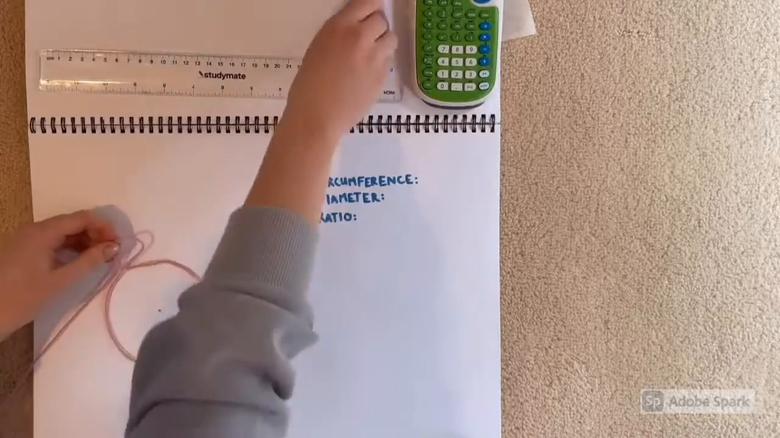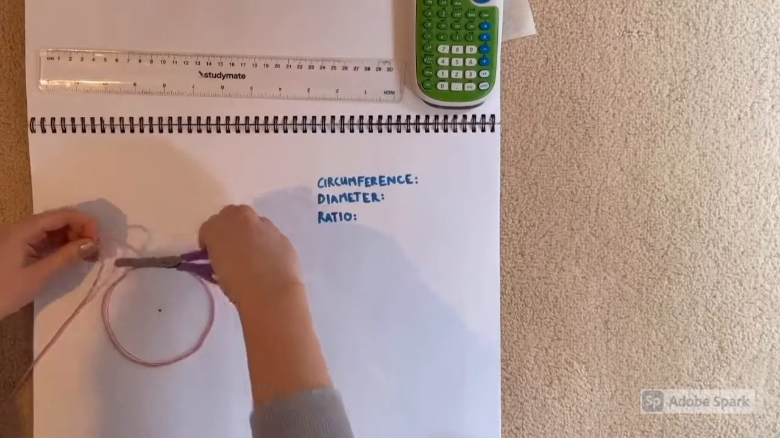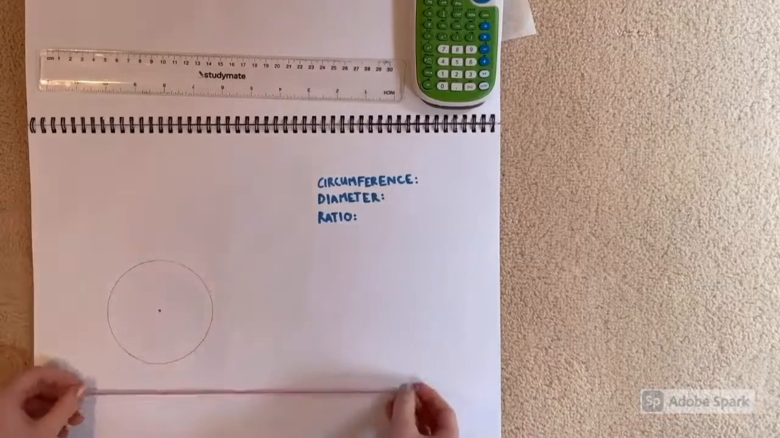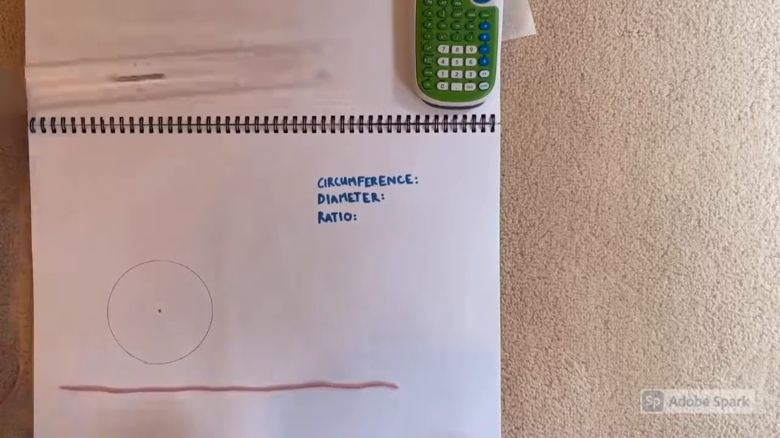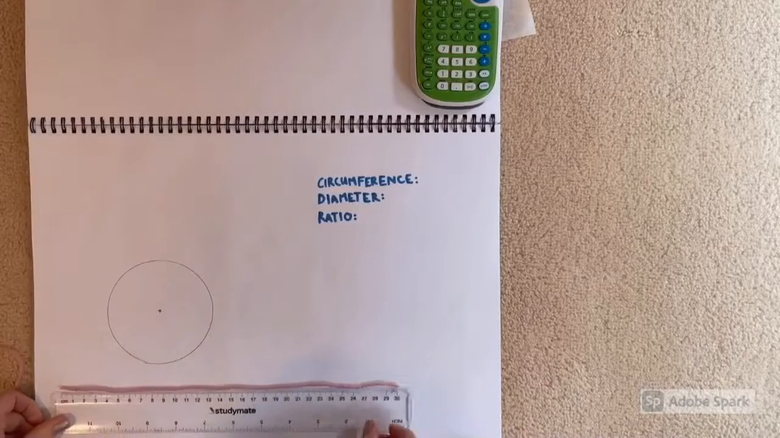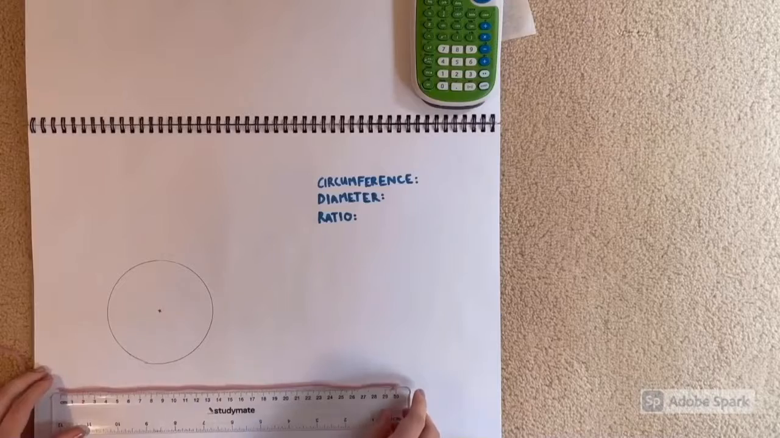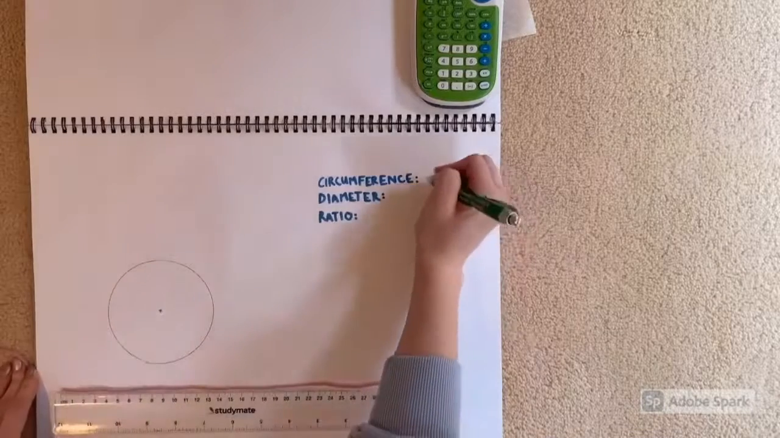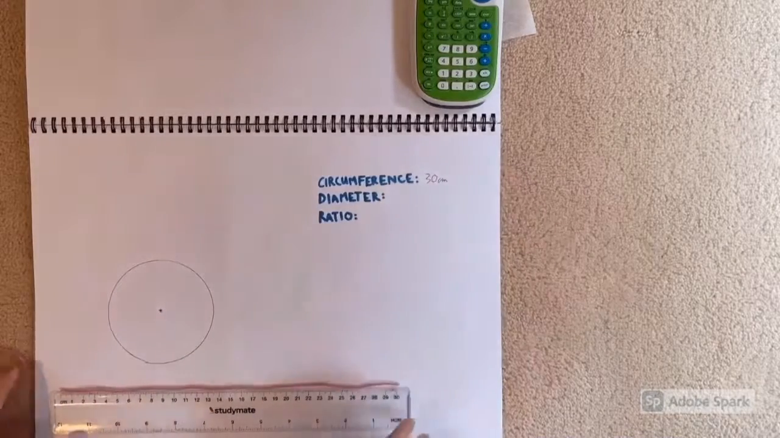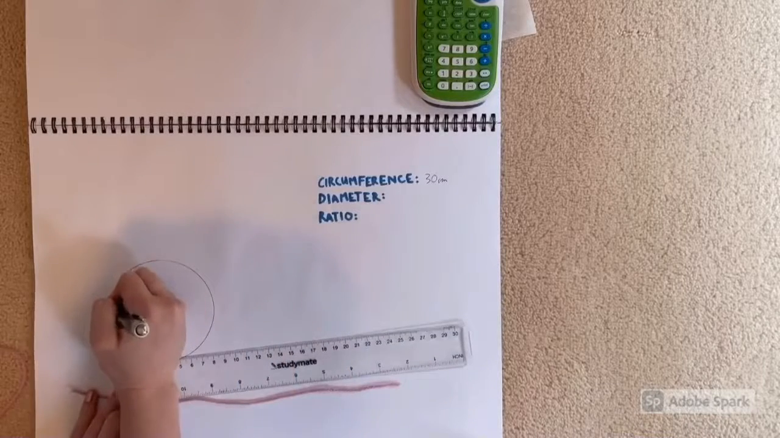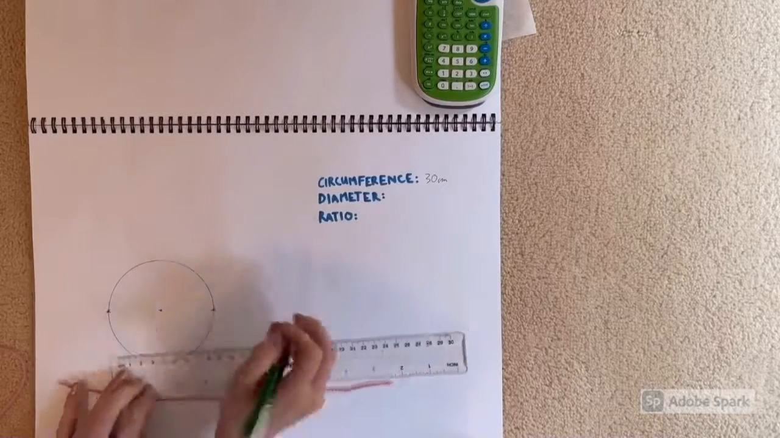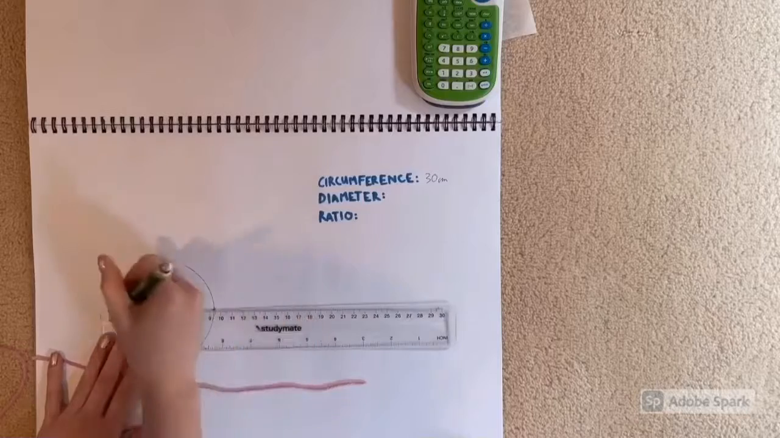Next, measure the diameter of the circle, which is the length from any point on the circle straight through its center to another point on the opposite side. The diameter is twice the radius, the length from any point of the circle to its center. If you divide the circumference of the circle by the diameter, you will get approximately 3.14, no matter what size of circle you drew.